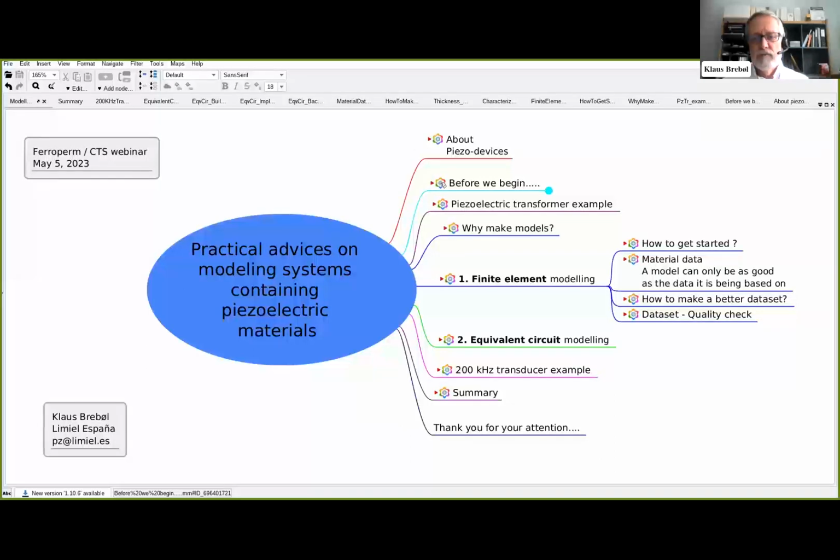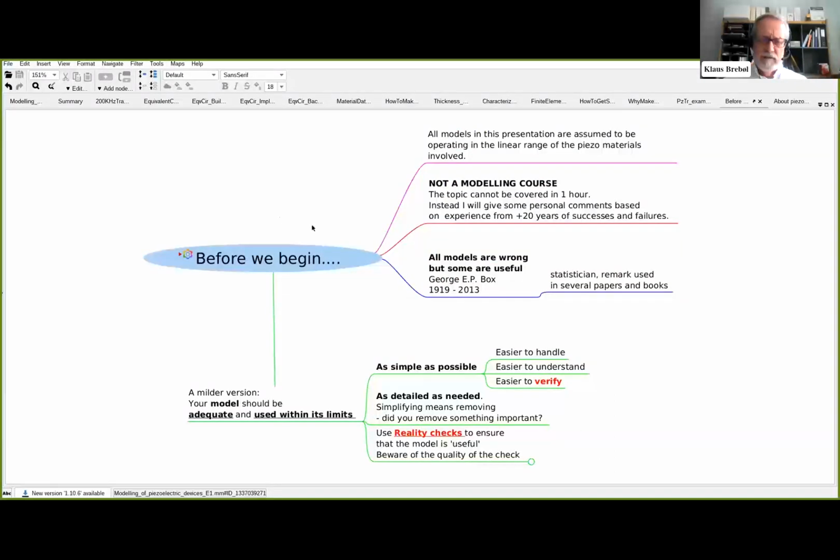But before we begin talking about modeling, I'll just mention that all models in this presentation are assumed to be operating in the linear range of the piezo materials. And this is not going to be a modeling course because the topic, there's no way it can be covered in just 1 hour. Instead, I will give some personal comments based on my experience from more than 20 years of successes and failures. You'll learn a lot from them.